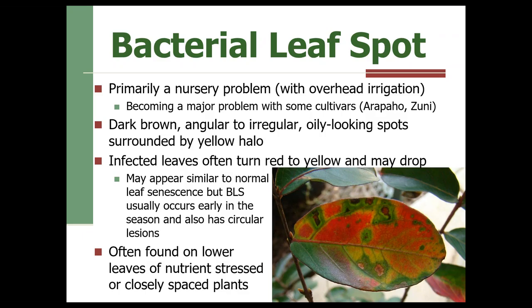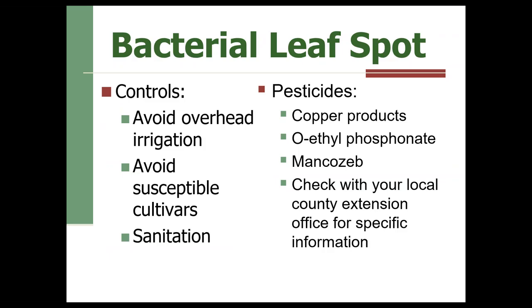For controls, we're talking about avoiding overhead irrigation, kind of hard to do if you have overhead irrigation in the nursery. You can avoid susceptible cultivars, and you can look at sanitation in terms of cleaning up the leaves that are infested so that they don't remain to reinfest other leaves. And as I said, Zuni and Arapaho are two of the cultivars that seem to be particularly susceptible to the bacterial leaf spot. In terms of pesticides, there are a few that have been listed here.